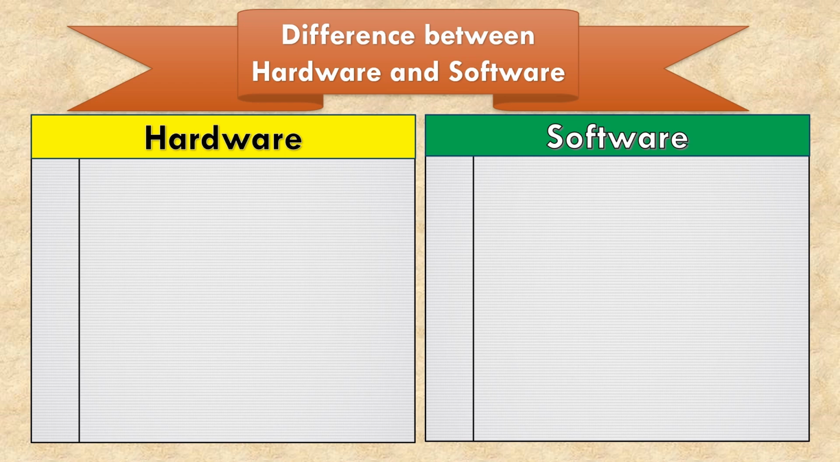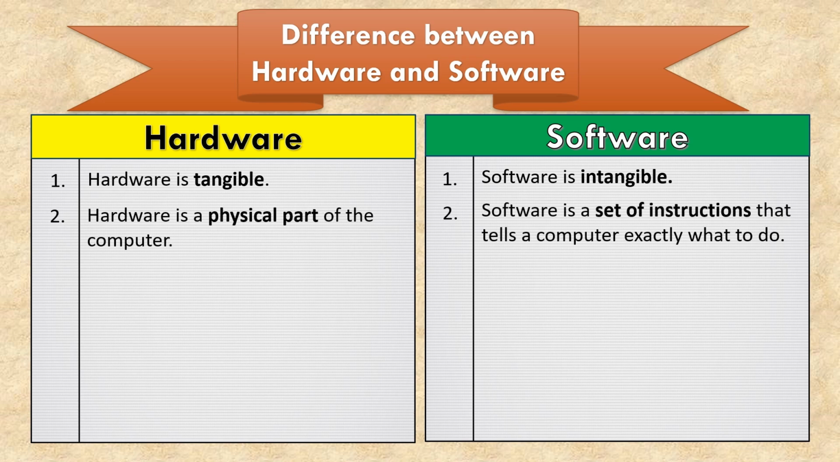Difference between hardware and software. Hardware is tangible. Software is intangible. Hardware is a physical part of a computer. Software is a set of instructions that tells a computer exactly what to do.